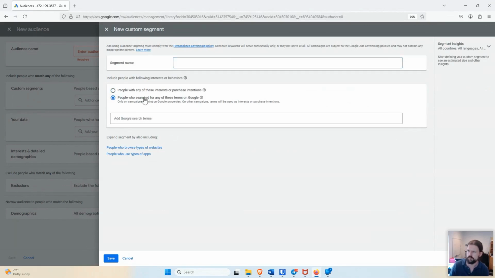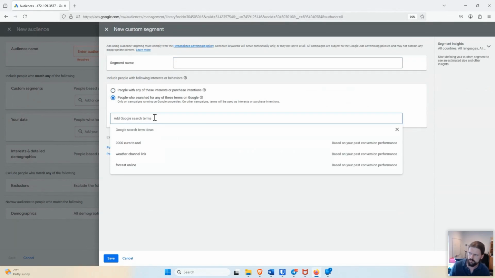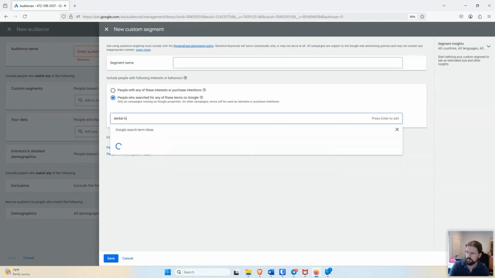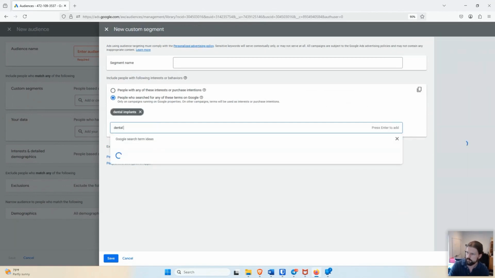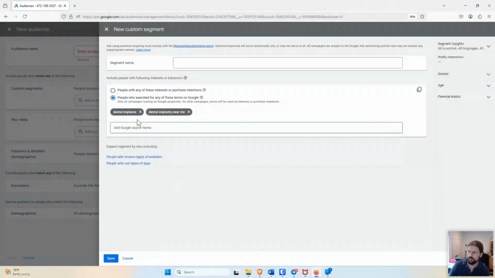So this one's more specific. So if I want to say, like, I want to run ads to people that searched for dental implants and dental implants near me, right? So notice what I'm doing here. This is a solution aware audience. These are people that are looking for dental implants. They know the solution is dental implants.